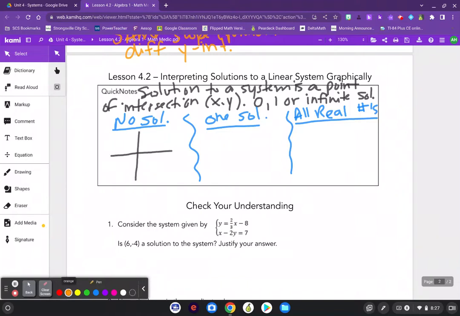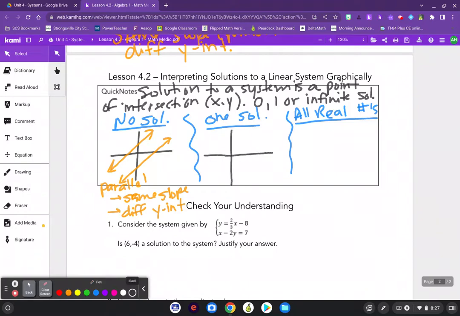So no solution would be when I have those parallel lines. And so I'm just going to make a note that these are parallel, which means that they have the same slope, but they have different y-intercepts. I'm going to abbreviate different. They never intersect, so there's no point of intersection, which means there's no solution.